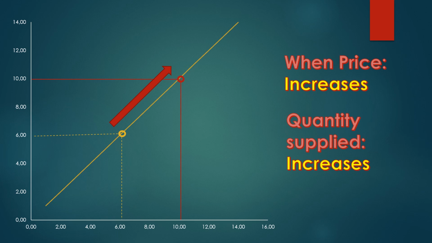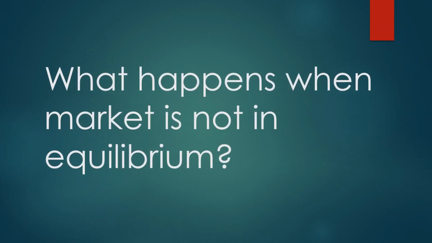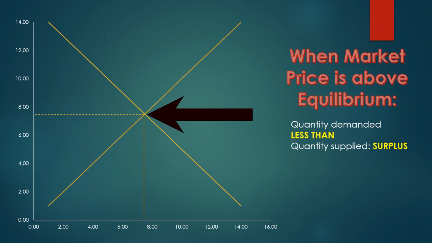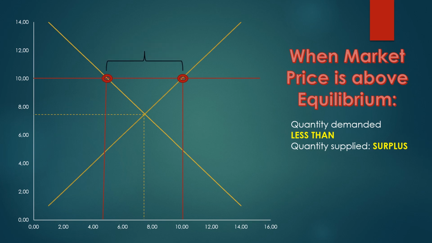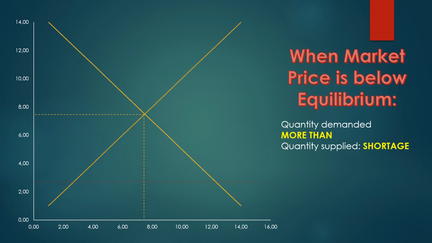What happens when the market is not in equilibrium? Now you can see that right now this part here is the intersection between the supply curve and the demand curve. So this is the market equilibrium. However, now when market price is above equilibrium instead, this would cause the quantity demanded to be less than the quantity supplied, leading to a surplus. So there's too much being supplied as compared to demand.